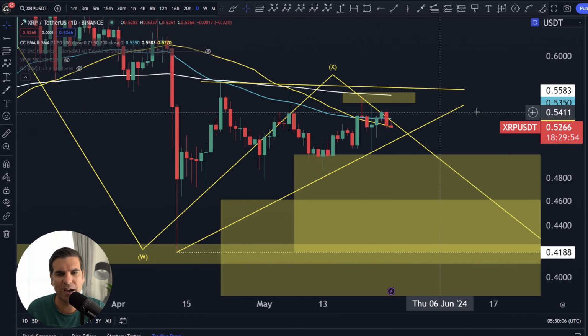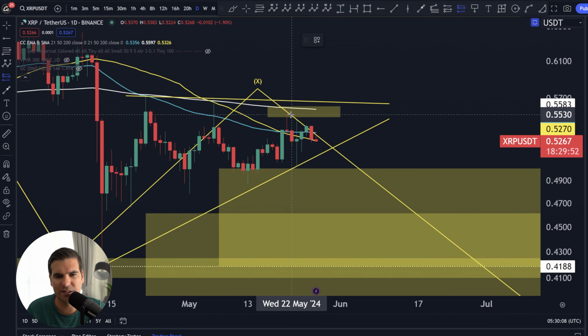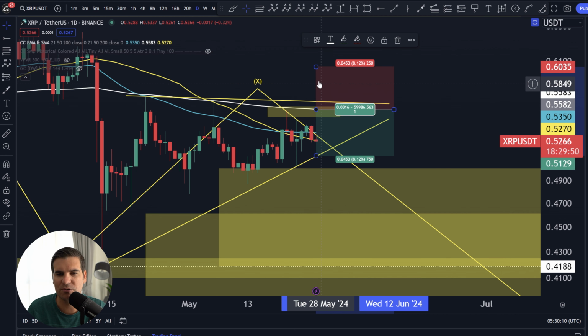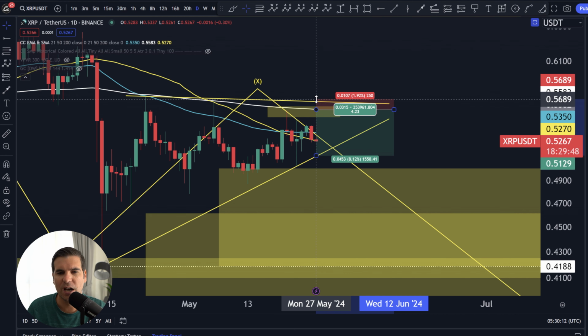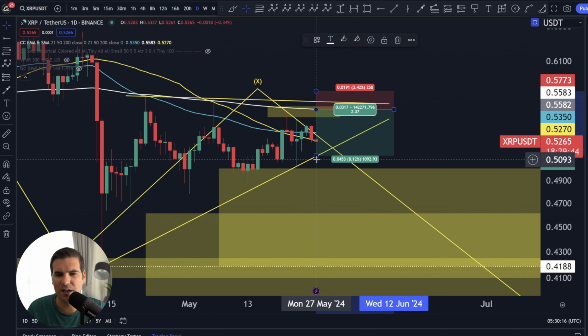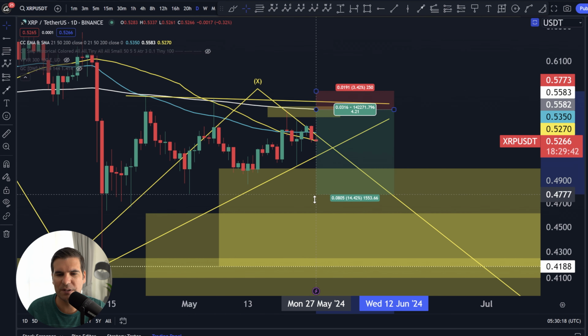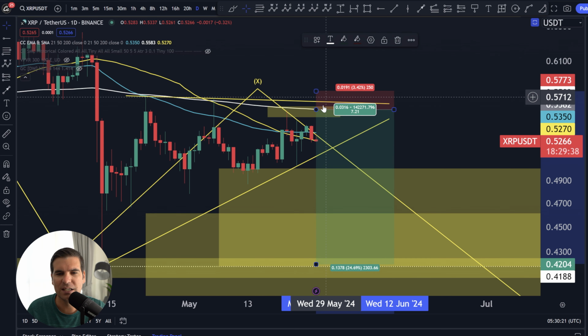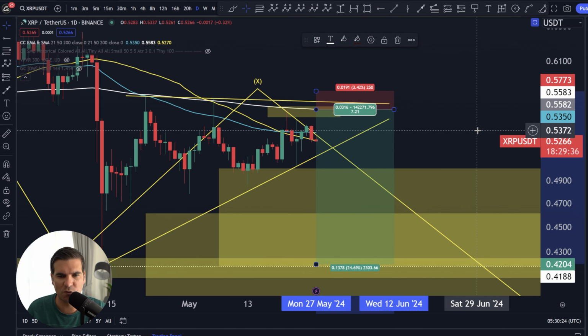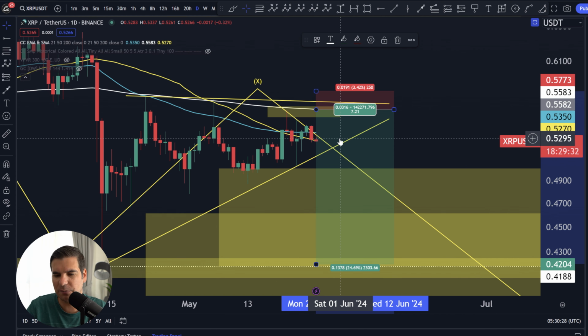And the play that I have in my mind would be to go short on XRP when we retest that 200-day exponential moving average. We're putting the stop loss above the previous swing highs, and we'll target out a potential breakdown towards the 41.88. Gives you a fantastic risk reward ratio of about 7.21. Okay, so again, that's going to be my play on this one.